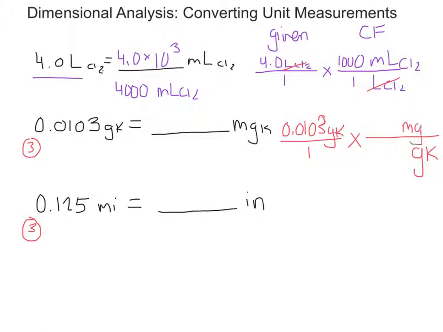It's pretty much the same thing that we did in the previous problem, except instead of going from liters to milliliters, it's grams to milligrams. But it's still the same thing because there are 1,000 millis in your standard unit. So 1,000 milligrams in 1 gram. When we multiply these, we end up with 10.3 milligrams of potassium. That's what we get when we cancel out our grams and multiply this number by 1,000.